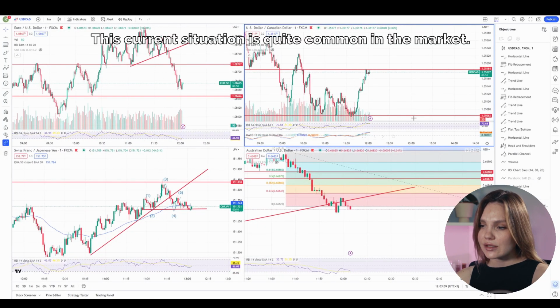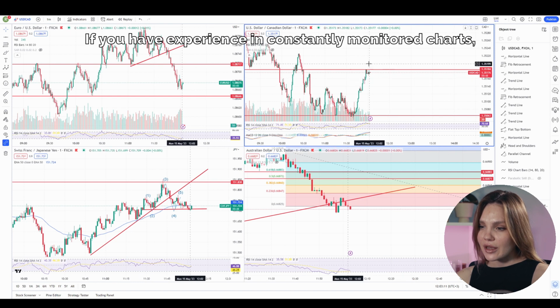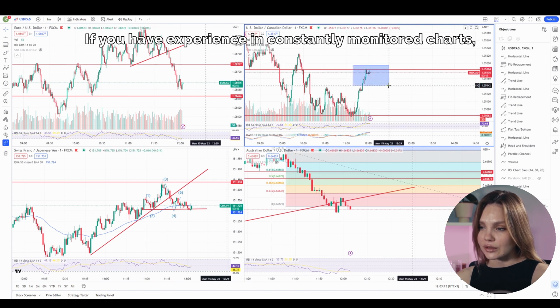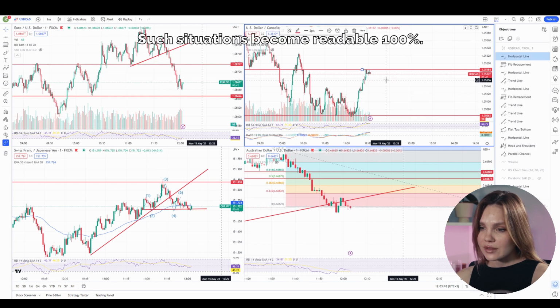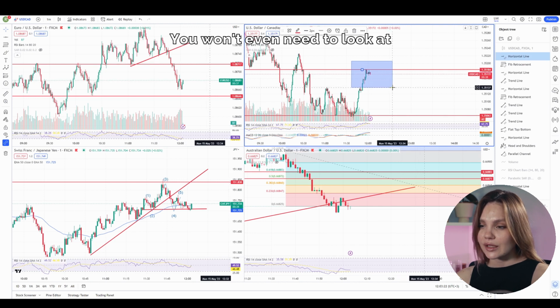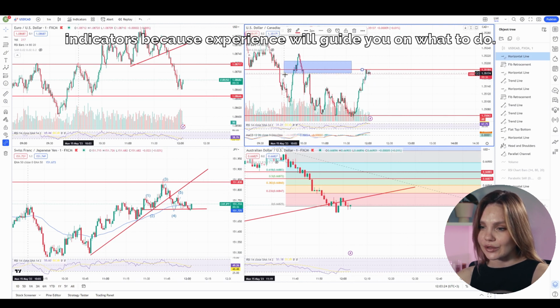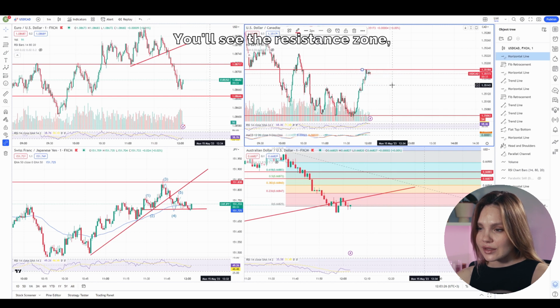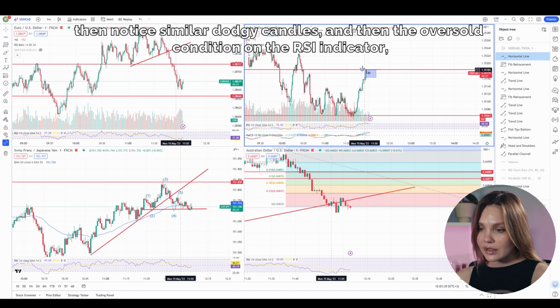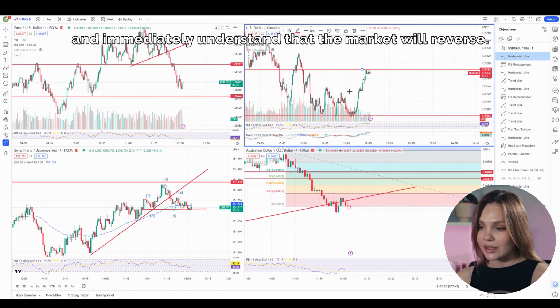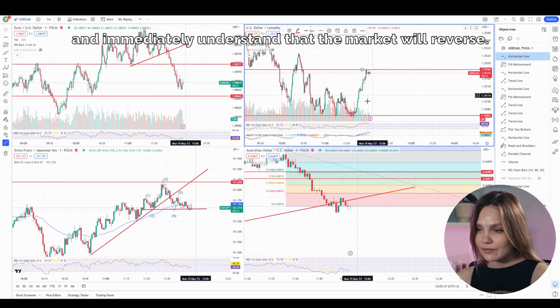This current situation is quite common in the market. If you have experience and constantly monitor charts, trends and market conditions, you'll remember them. Such situations become readable 100%. You won't even need to look at indicators because experience will guide you on what to do. You'll see the resistance zone, then notice similar dodgy candles, and then the overbought condition on the RSI indicator, and immediately understand that the market will reverse.